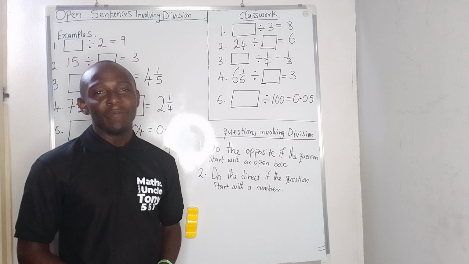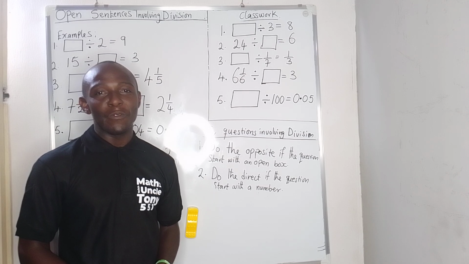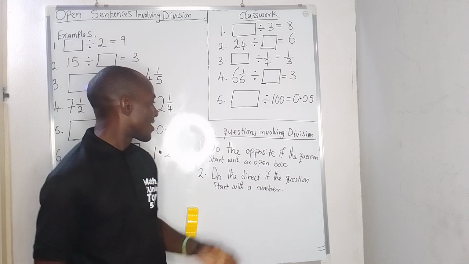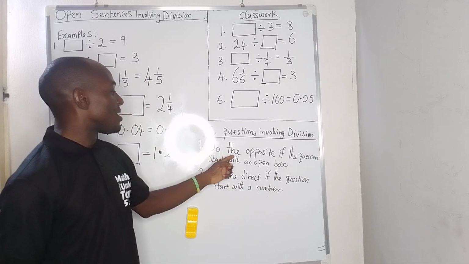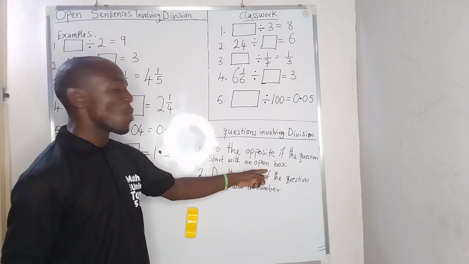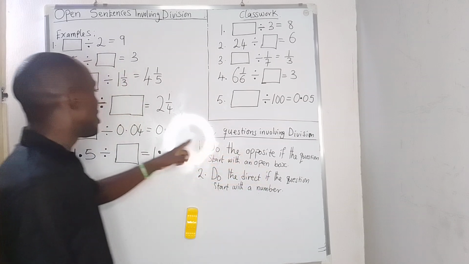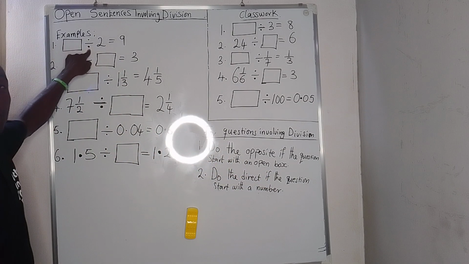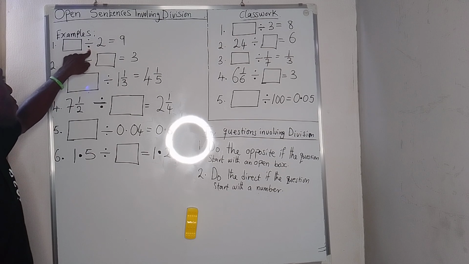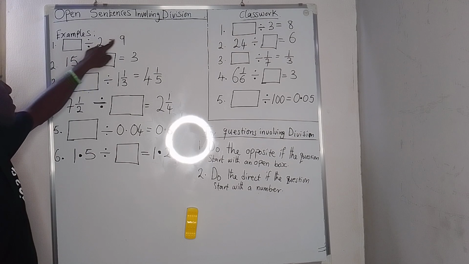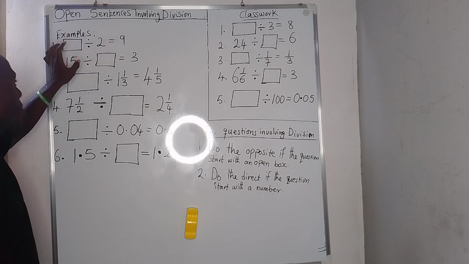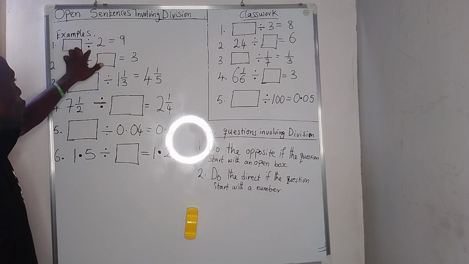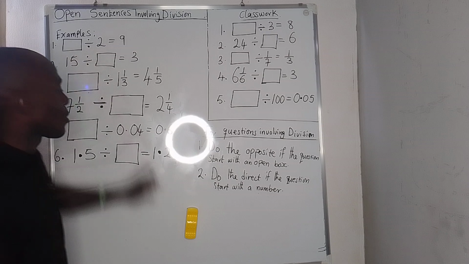And under division we have the same rule that applies for subtraction. And what is the rule? Do the opposite if the question starts with an open box. What does that mean? If the question starts with an open box, do the opposite of division, which means we are multiplying 2 times 9. That's what the rule says. Under division, if you start with an open box, do the opposite of division, which is multiplication.